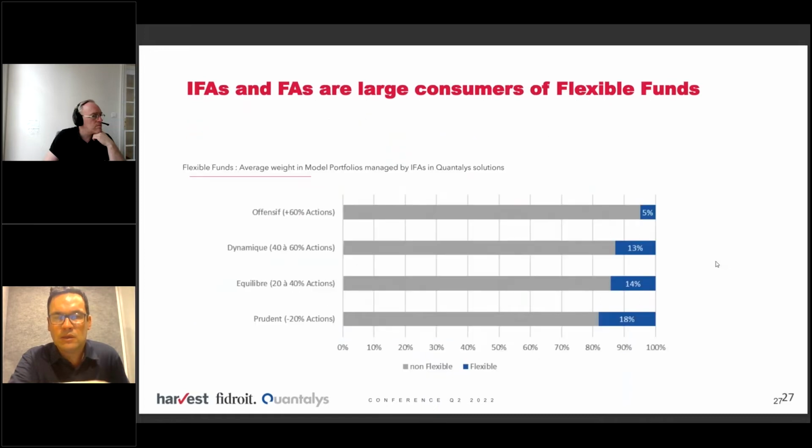The next slide is also to explain that at Quantalys and Harvest, Fidora Quantalys, we have the ability to aggregate the assets managed and advised by the advisors, IFAs and FAs. You see that these advisors are consuming a lot of flexible funds in their recommendations. As you can see, sometimes on average 18% of their allocation portfolios is made of flexible funds, which is really important. Next slide.